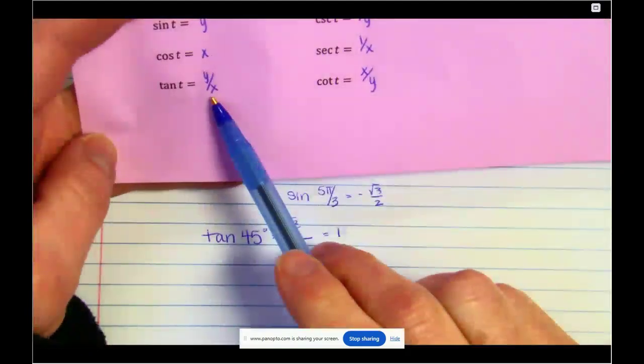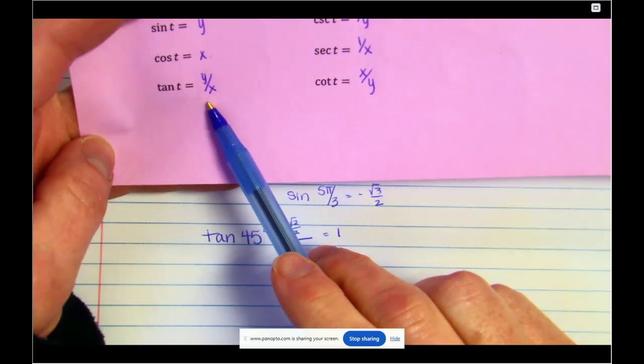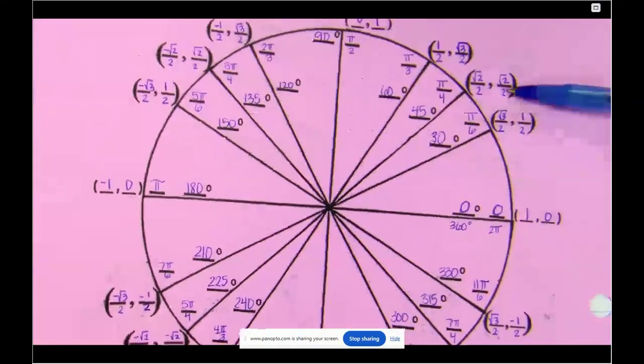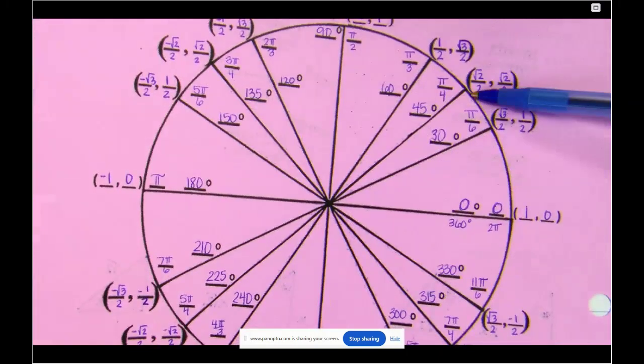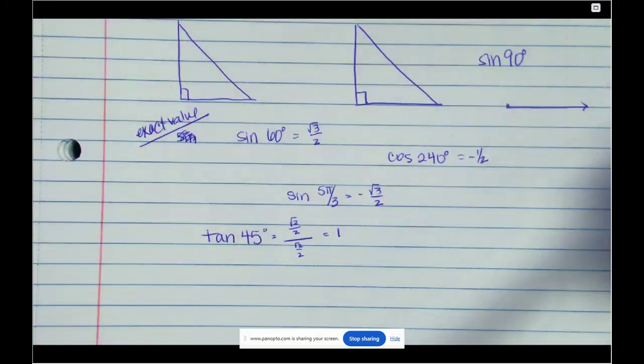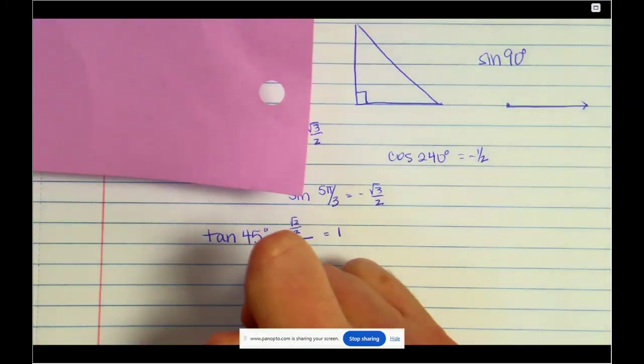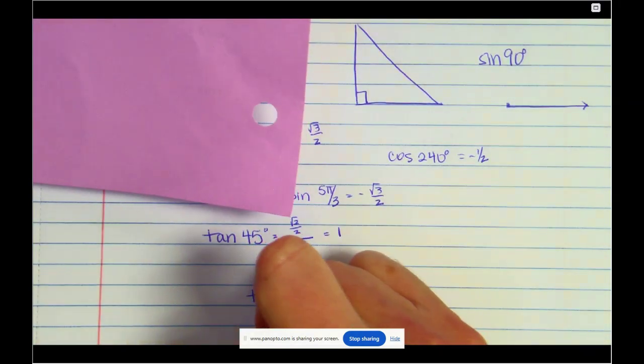Okay, so tangent is y over x, right? So y is square root of 2 over 2, x is square root of 2 over 2. Got it? Okay, so let's try tangent of 30 degrees, though.